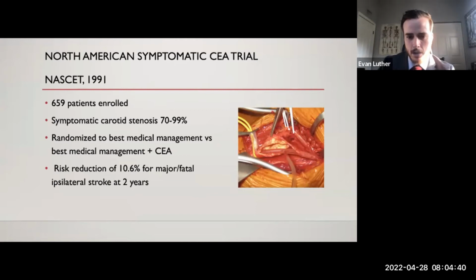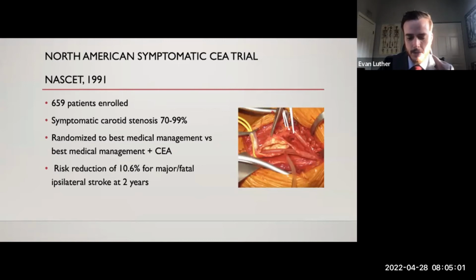And what they found here was that there truly was a benefit of endarterectomy for these patients. There was an absolute risk reduction of about 17% in total, and then a 10% risk reduction for a major or fatal ipsilateral stroke in the 2 years following endarterectomy.